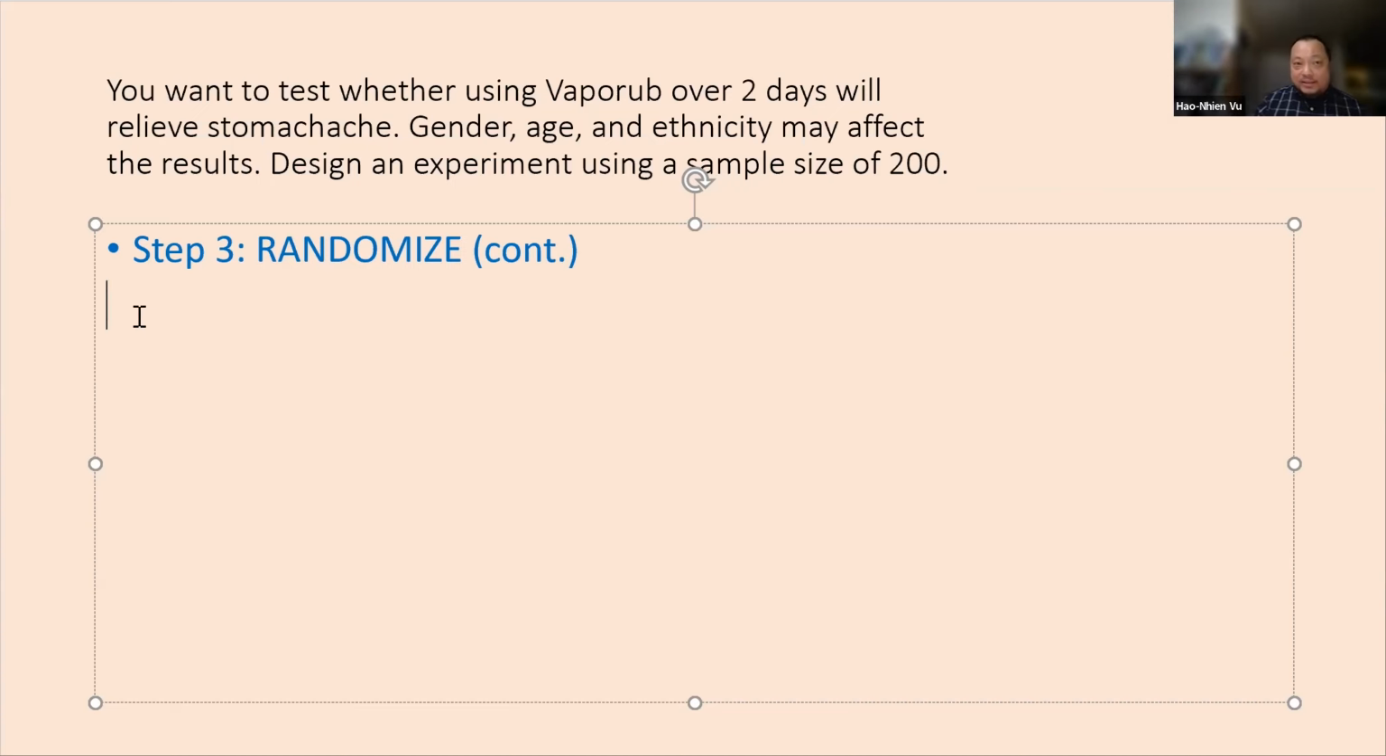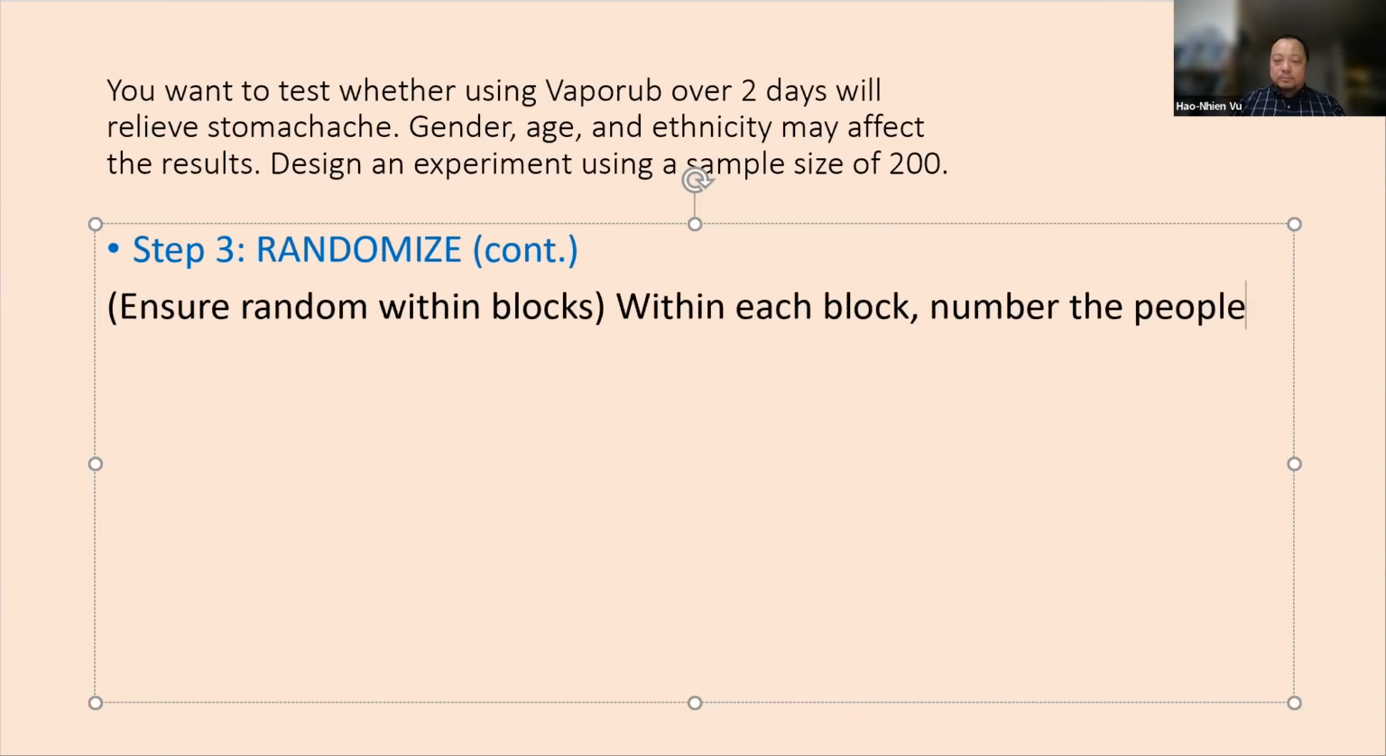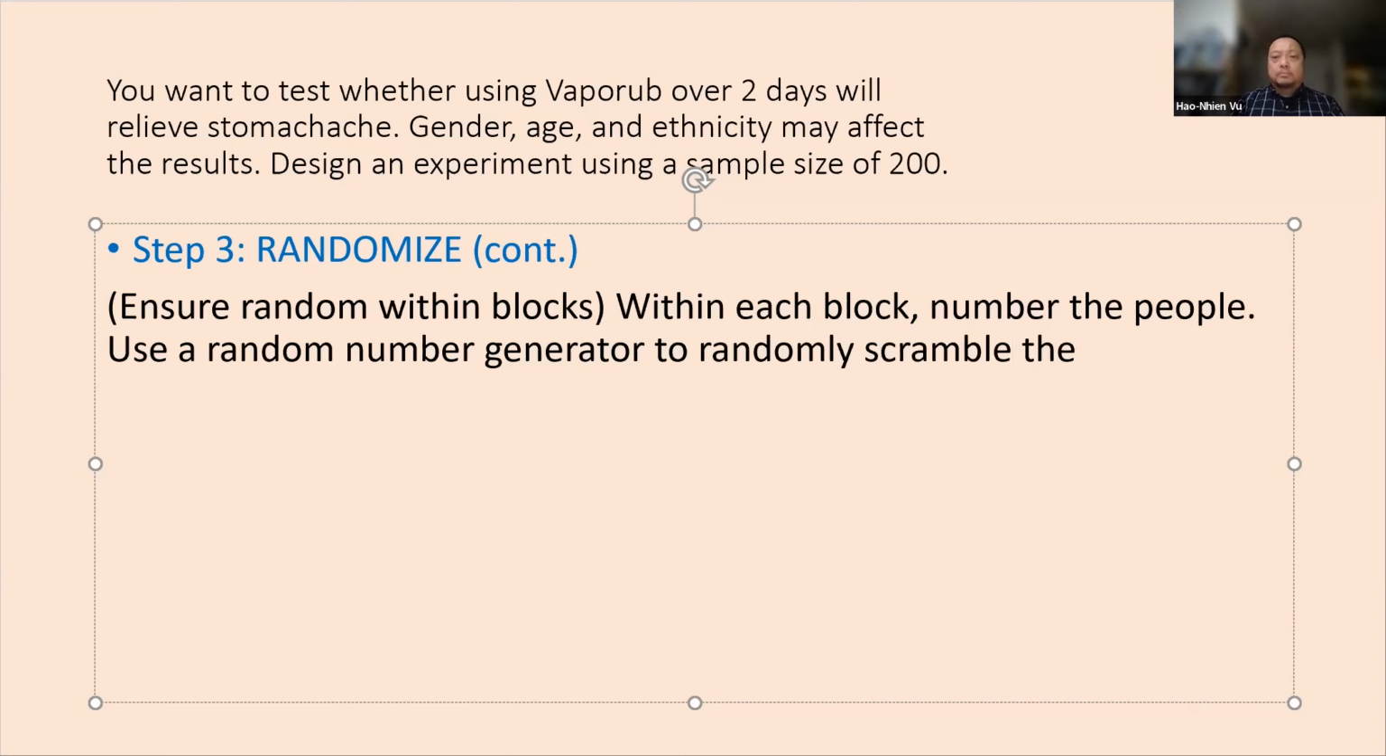Here's a process that's pretty standard. So ensure random within blocks. This is a step, and again, it uses a random number generator. Within each block, number the people. And now let's use a random number generator to randomize them, to randomly scramble the block. Now they're all in different orders.